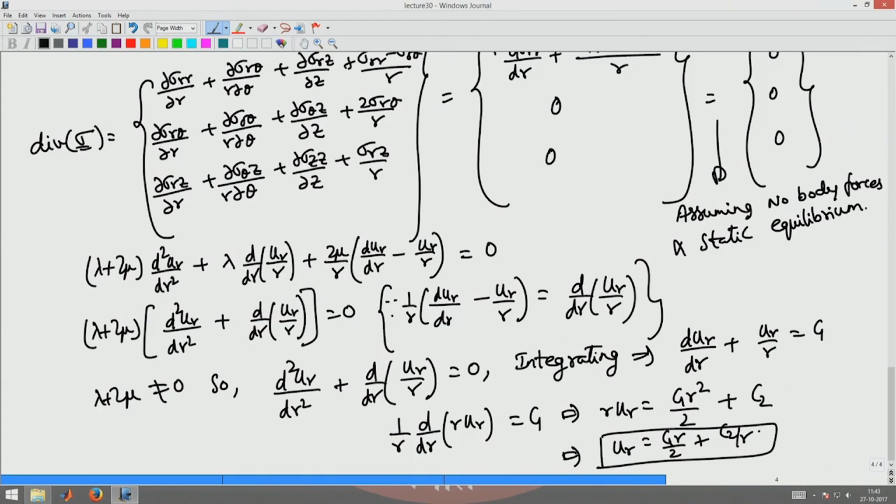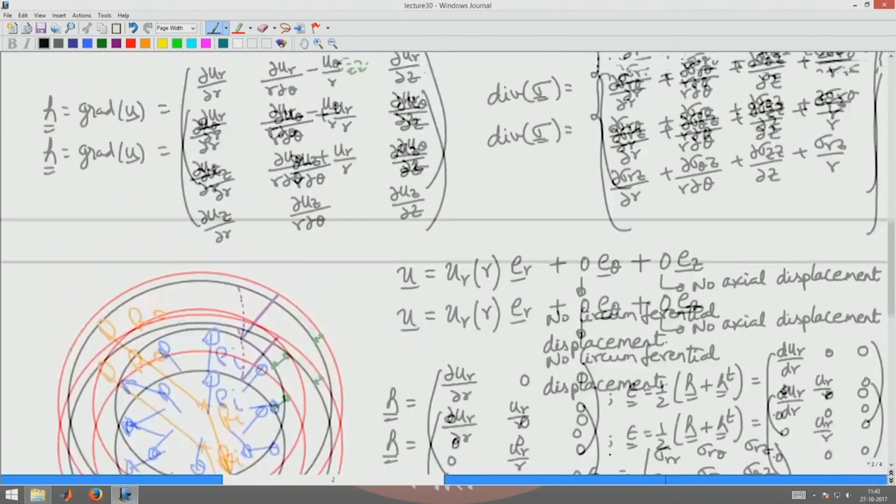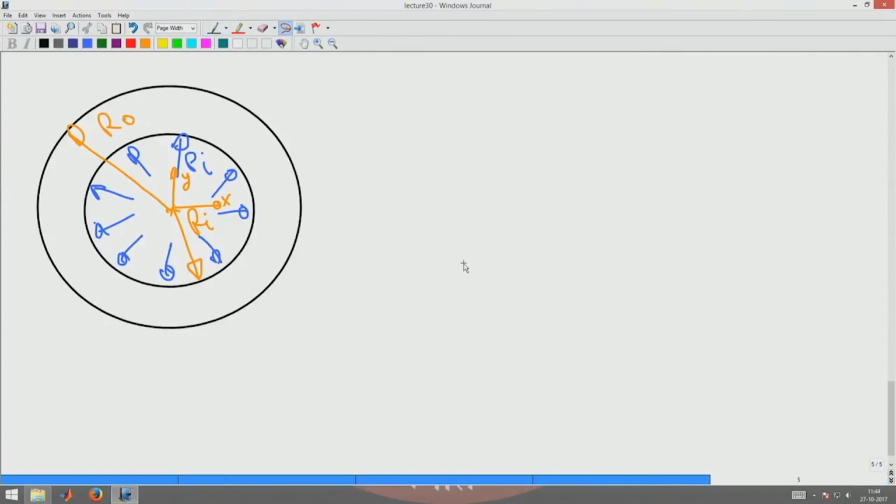Okay. For the problem that we are studying, let us see what the boundary conditions are. The boundary conditions are, I am applying a pressure at the inner surface. This pressure is acting opposite to the outward normal to the surface. So, that is a negative stress. And this normal is nothing but negative of ER, where ER is the radial basis for this cylindrical polar coordinate system.